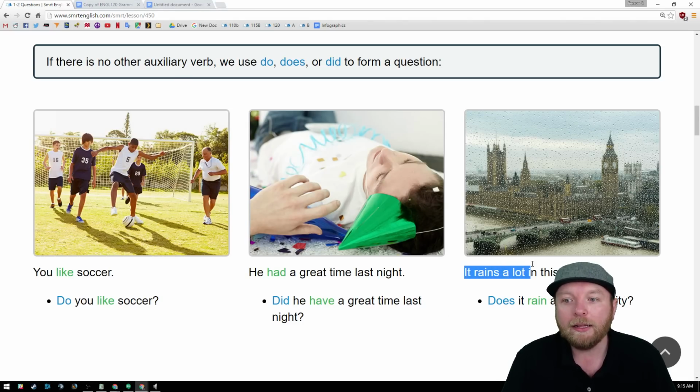It rains a lot in my city. Does it rain a lot in your city?